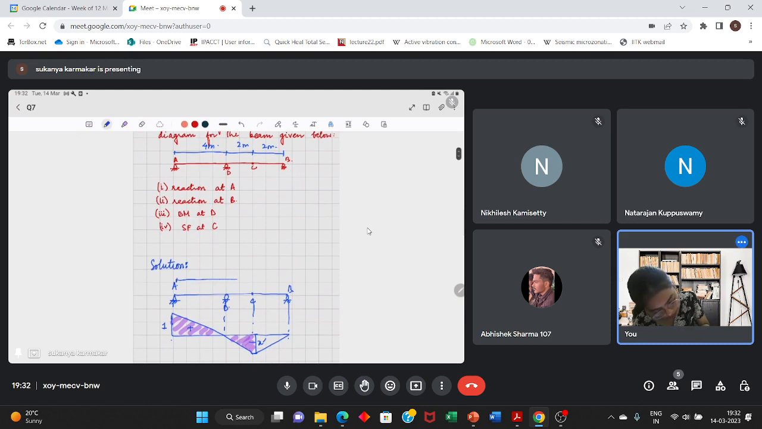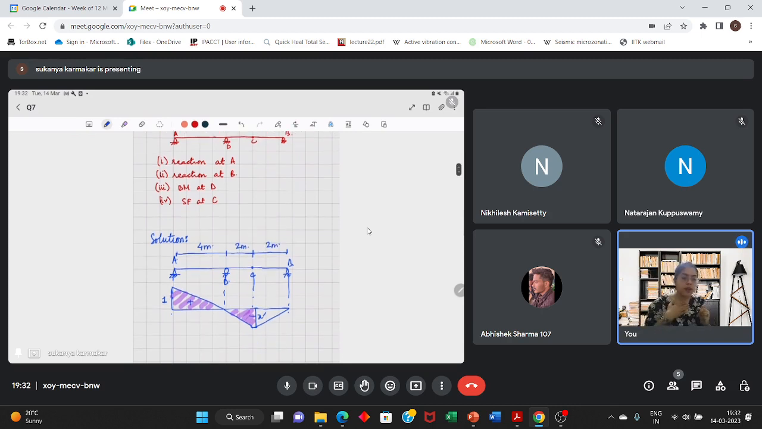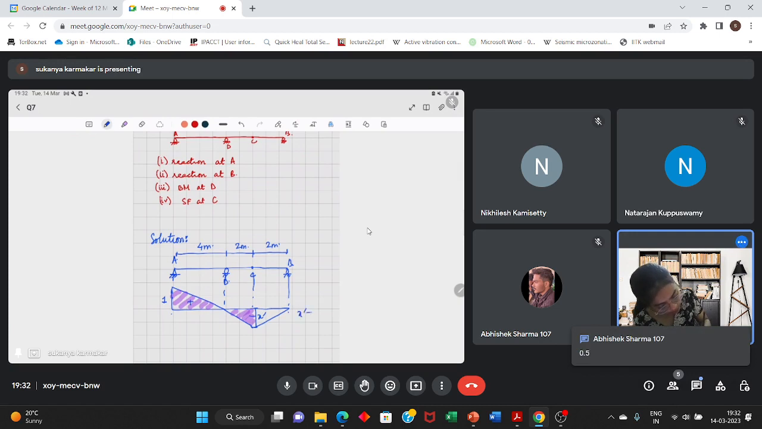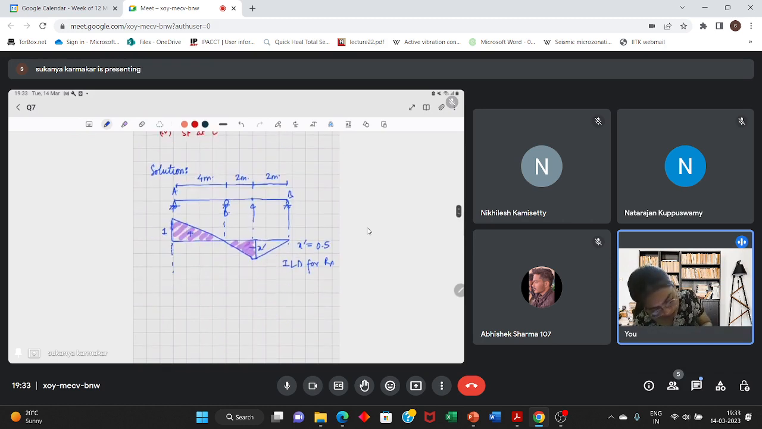Again, I'll write it here. This is 4 meters. This is 2 meters. This is 2 meters. Calculate the value of x dash. How much will it be? Yes, it will be 0.5. So x dash is equal to 0.5. So this is the ILD for RA.